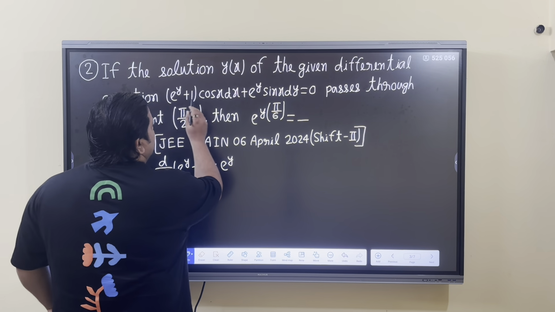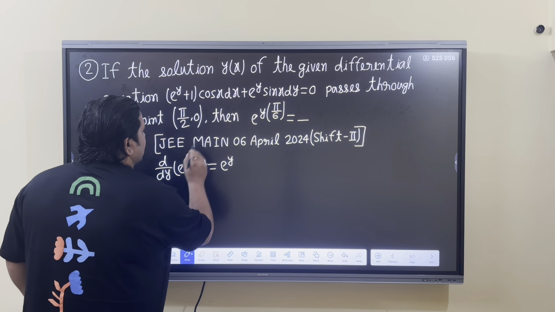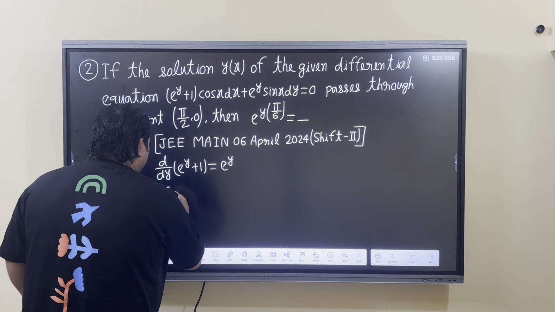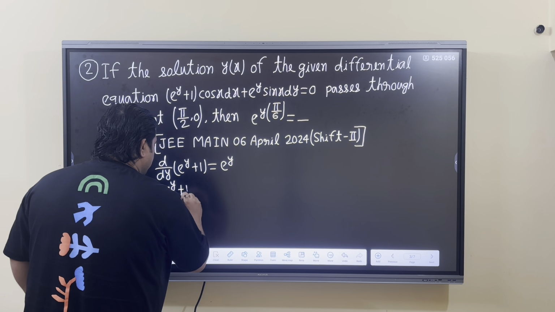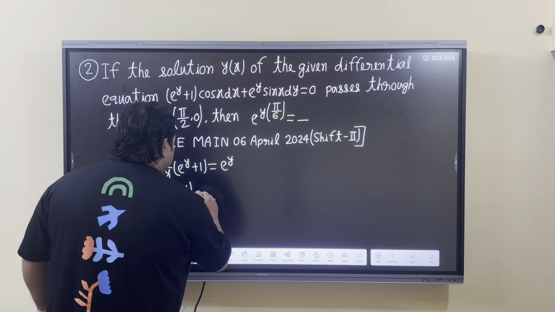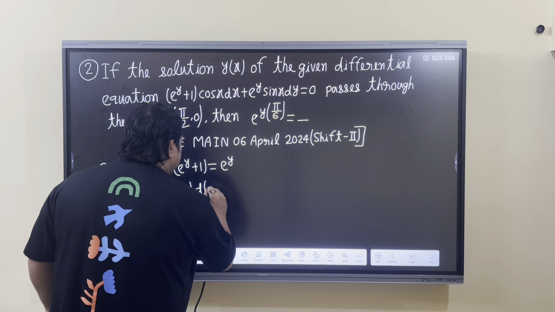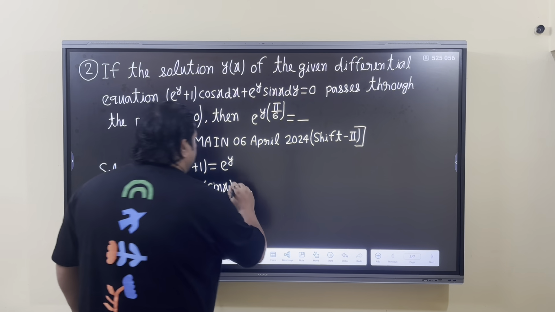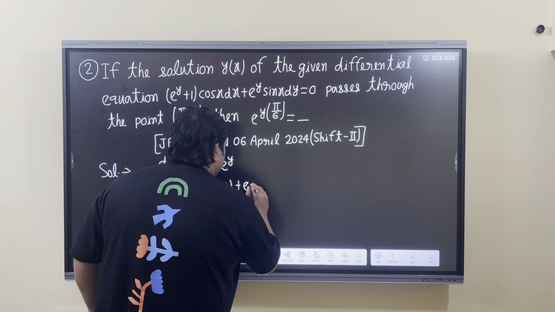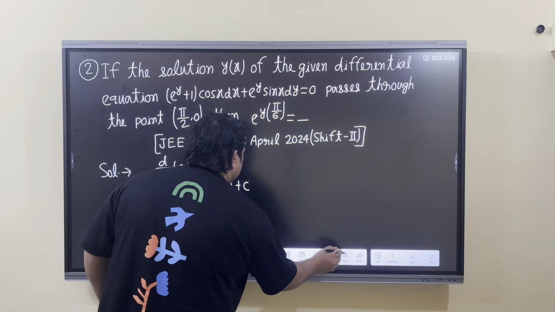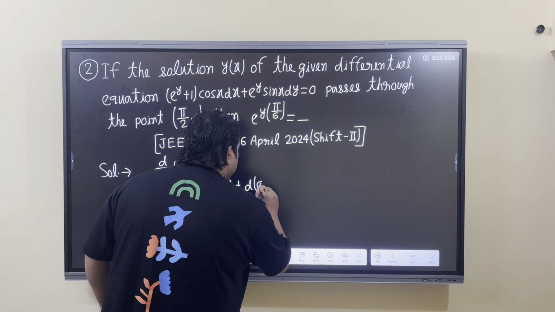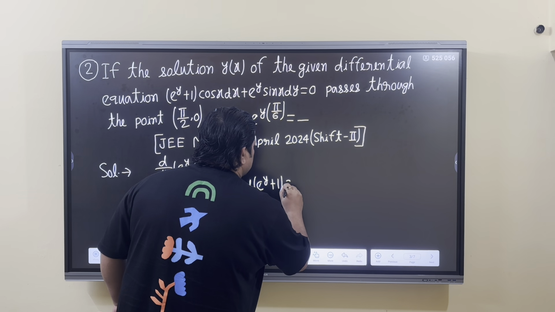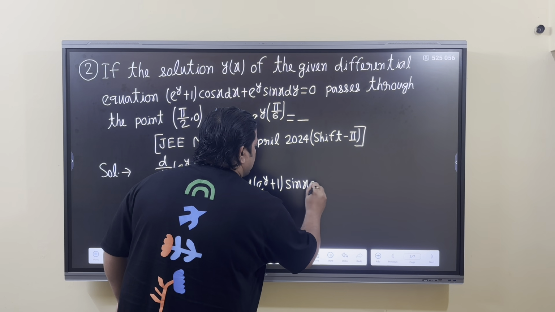So, we can write this as, this side e power y plus 1 into cos x dx can be written as d of sin x, and the other side e power y can be written as d of e power y plus 1 into sin x equal to 0.